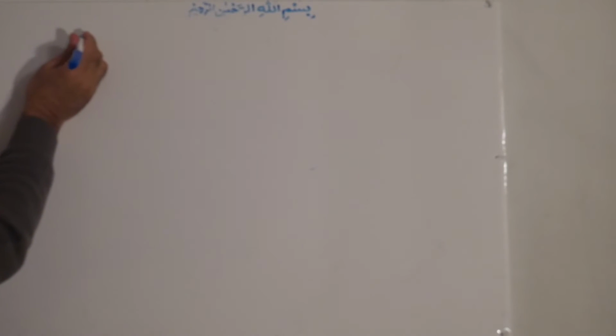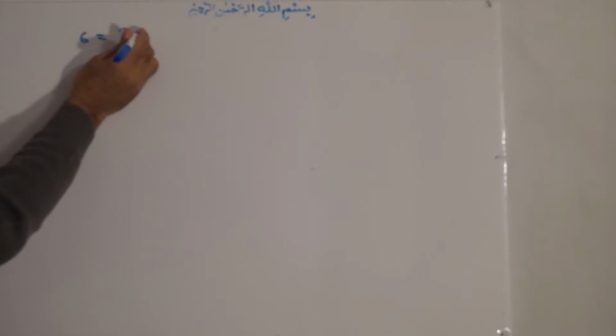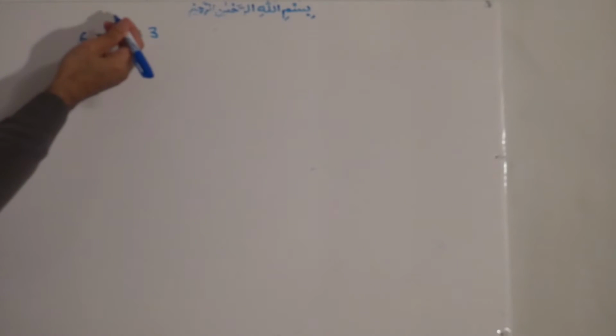Another example, 6. 6 is equal to 2 times 3. 2 is a prime number, 3 is a prime number. We multiply 2 by 3, the product is 6. That is a composite number.